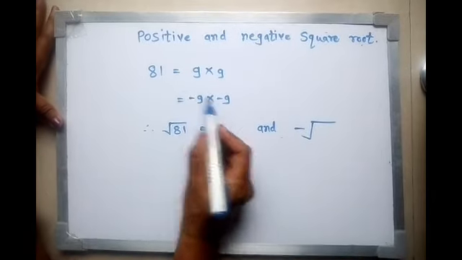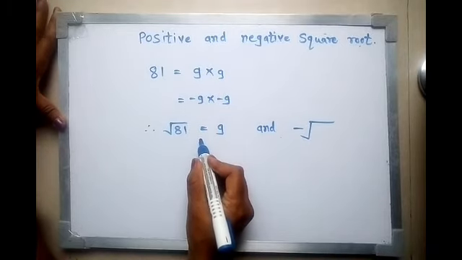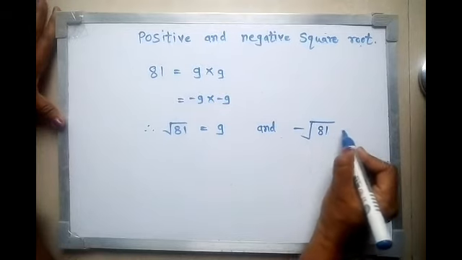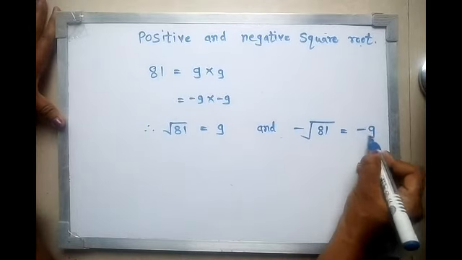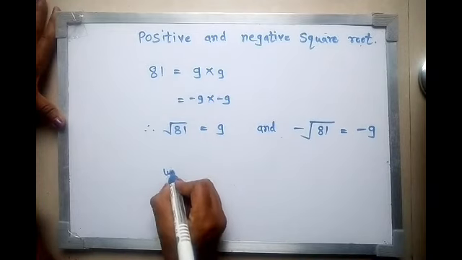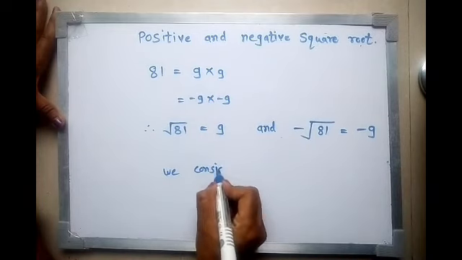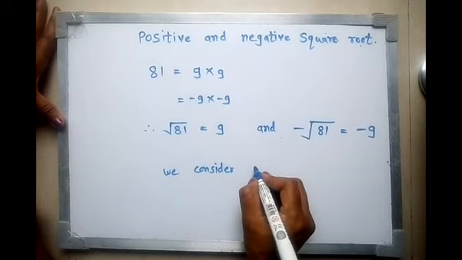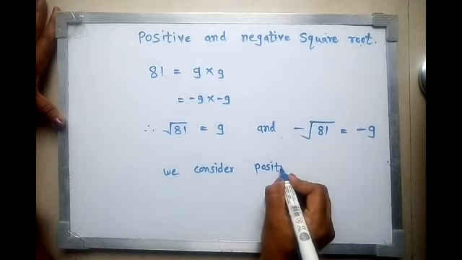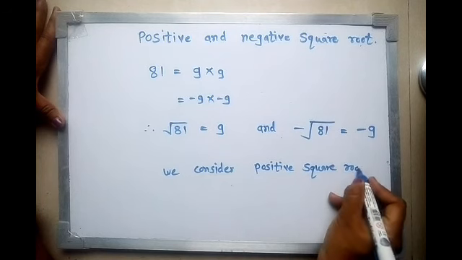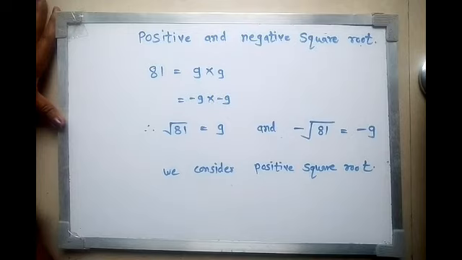81 is equal to 9 into 9, is equal to minus 9 into minus 9. Square root of 81 is 9 and negative square root of 81 is minus 9. We consider the positive square root because the square root of a number is taken as positive. So we consider the positive square root.